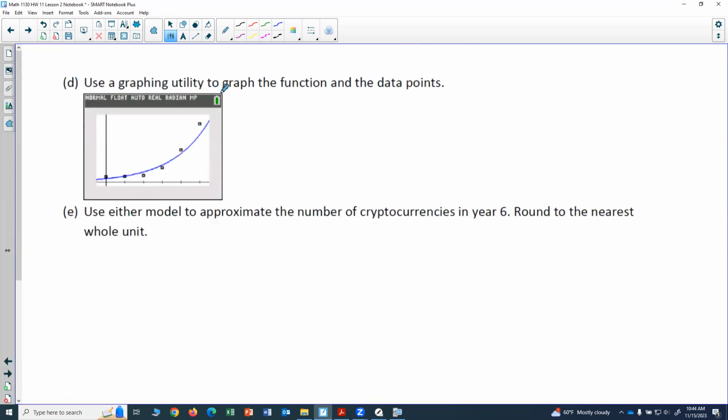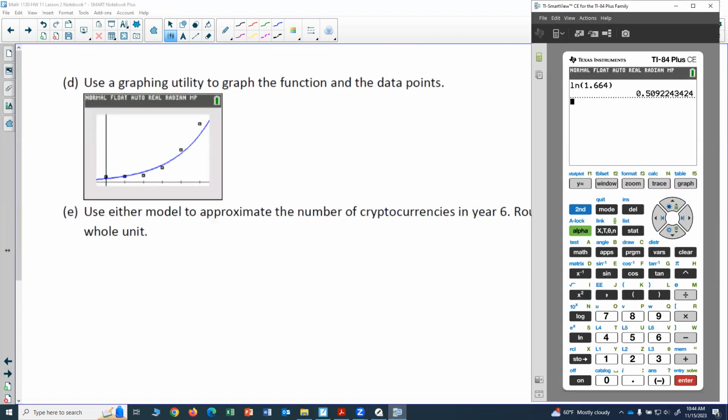Use a graphing utility to graph the function and the data points. So I know my function is y equals 346 times 1.664 to the x power. So I'll go ahead and type that into my y equals menu. I've already looked at the scatter plot, so I should have a good window. Go ahead and hit graph, and you'll get a nice graph overlaid on top of your scatter plot.